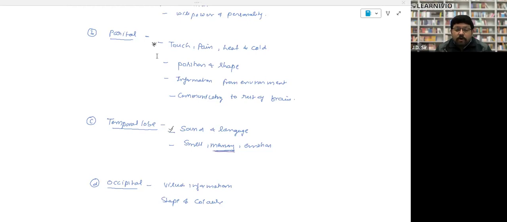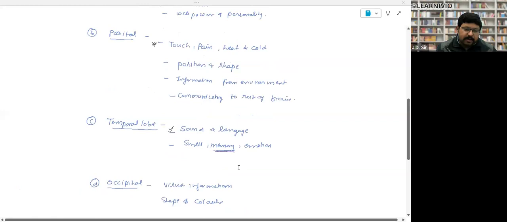Information from the environment, right? Humidity is there, dryness is there, air is flowing, what is the speed of the wind and all that. It also communicates to the rest of the brain. Then come to the temporal lobe, this part, right? Sound and language, right? Smell, this is also responsible for smell sensing. And memory, it is the storage point, it's our hard drive as well. And emotions, right?